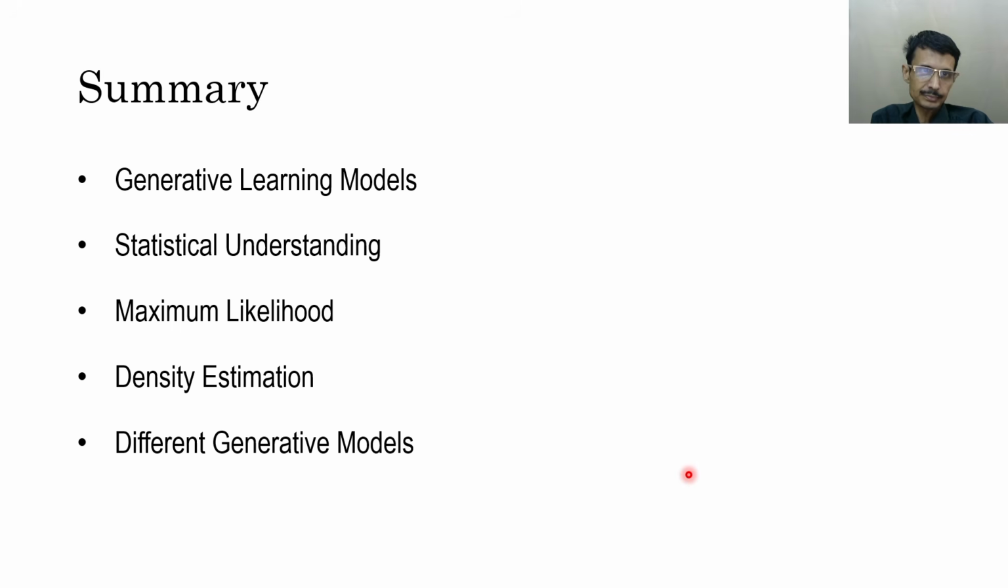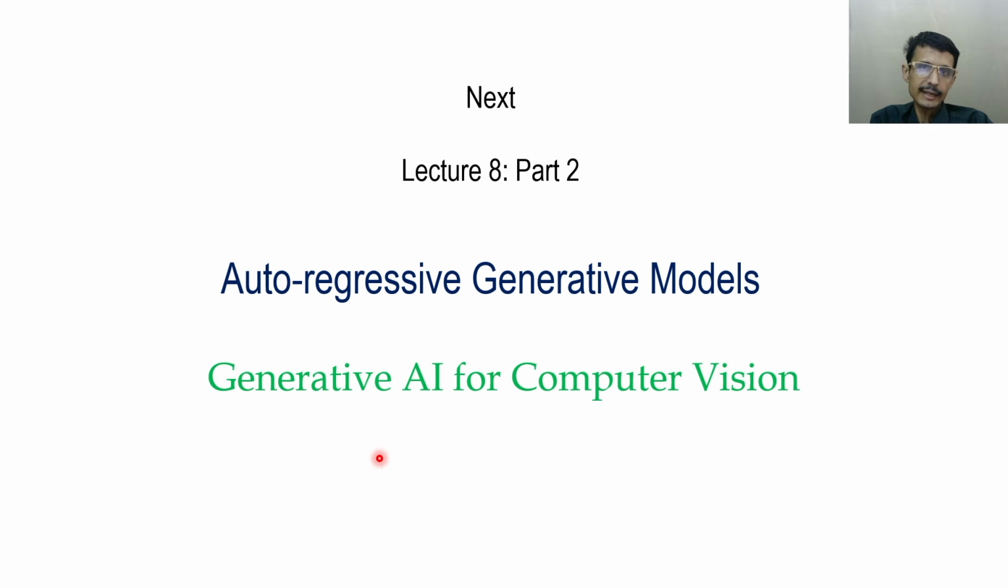So in this class, we first introduced the basic idea of generative models. Then we put together some statistical understanding of how generative models work. Then we tried to understand maximum likelihood density estimation, the statistical procedure, and we saw different generative models. In the next lecture, we'll start autoregressive generative models. Thank you very much.